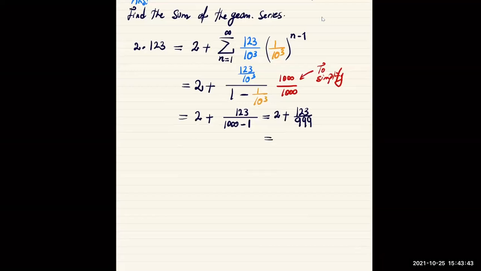In mixed form, the number is 2 and 123 over 999. This form is fine. It's a mixed number, but it is reduced because 123 over 999 doesn't reduce anymore. Don't believe it? Take your calculator and do 123 over 999. It gives you 0.123.